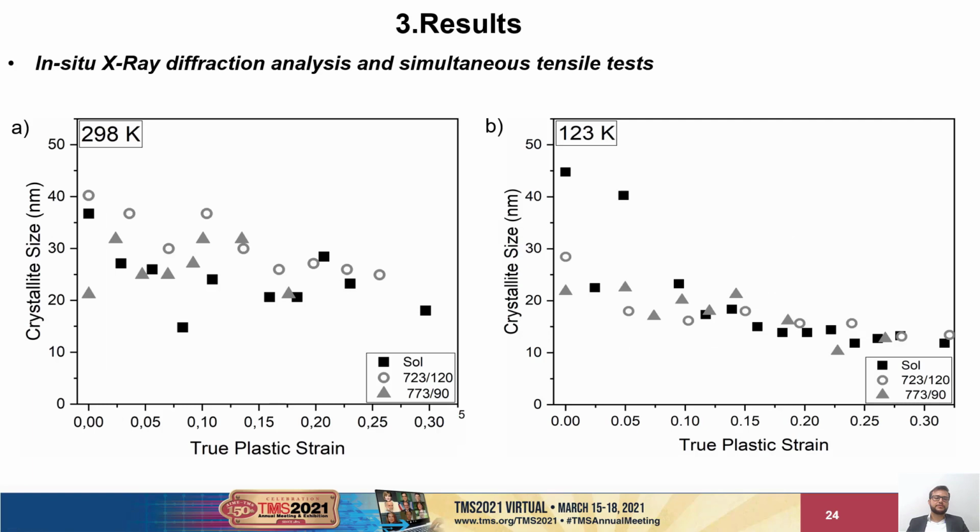And here I show you the evolution of the crystallite size as a function of the true plastic strain, where we can see for both temperatures that the crystallite size tends to decrease, but at cryogenic temperature, this tendency is more pronounced. This is one more evidence of the partial suppression of dynamic recovery, but as the main deformation mechanism operating at this temperature is the mechanical twinning, the decrease in crystallite size is also an indication of the occurrence of the dynamic Hall-Petch effect, the same effect seen in TWIP steels.